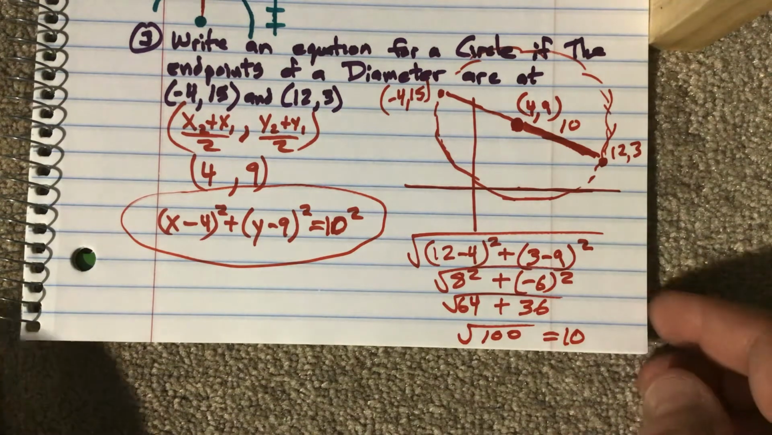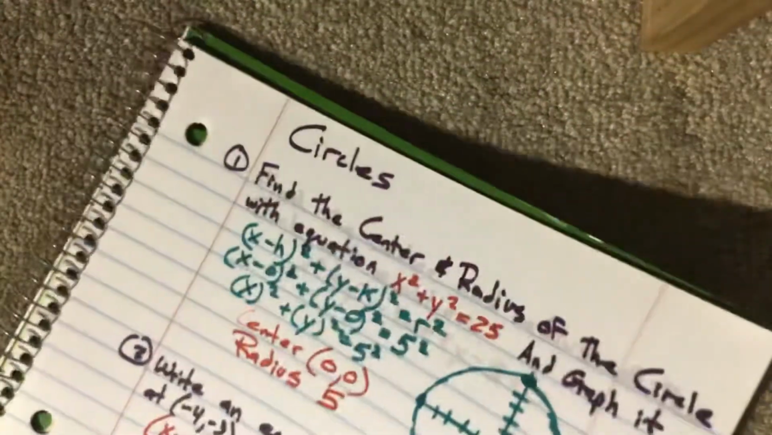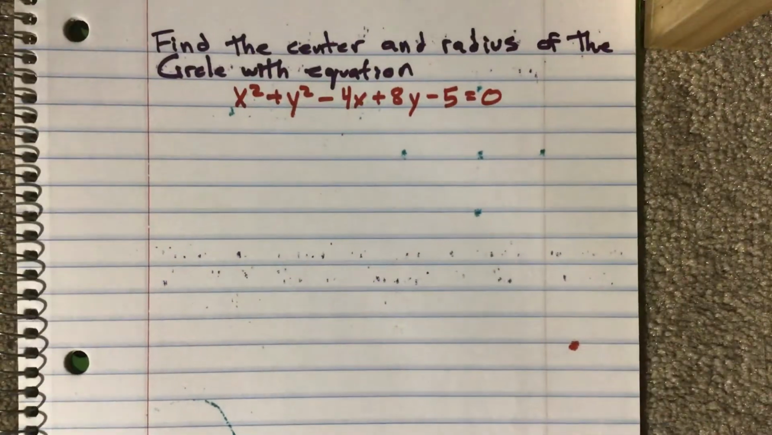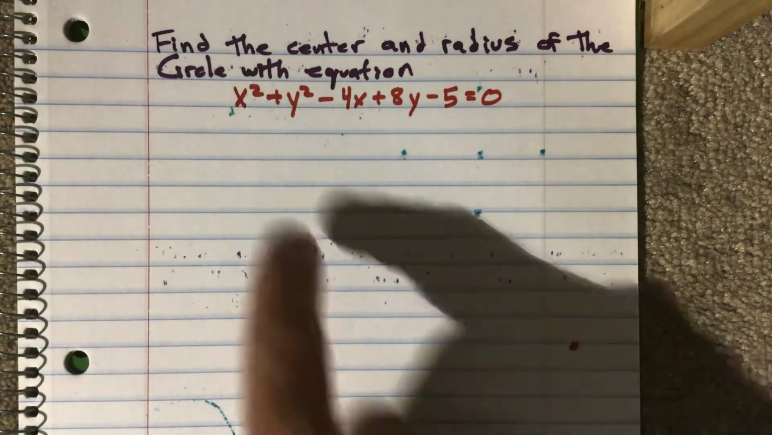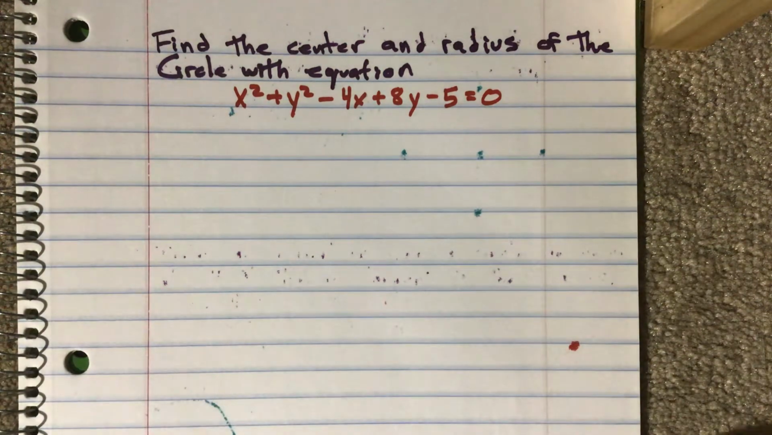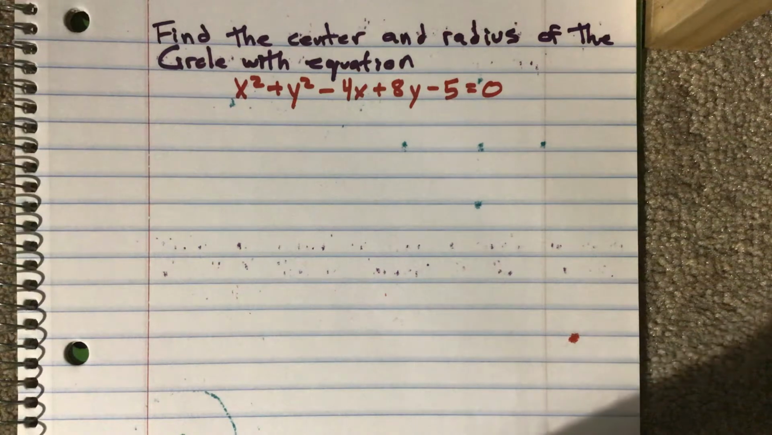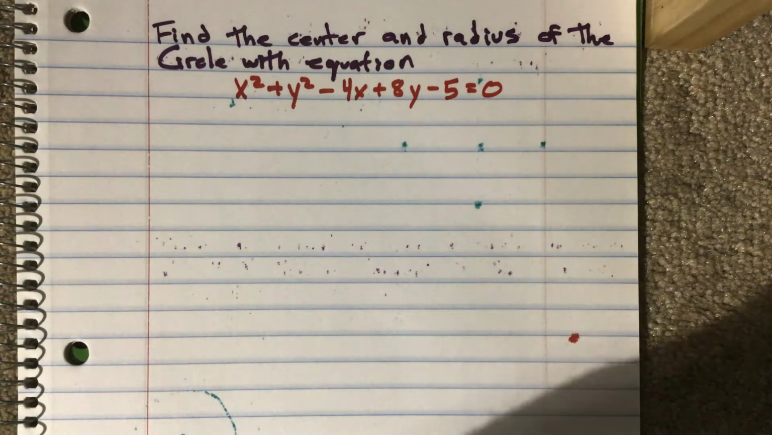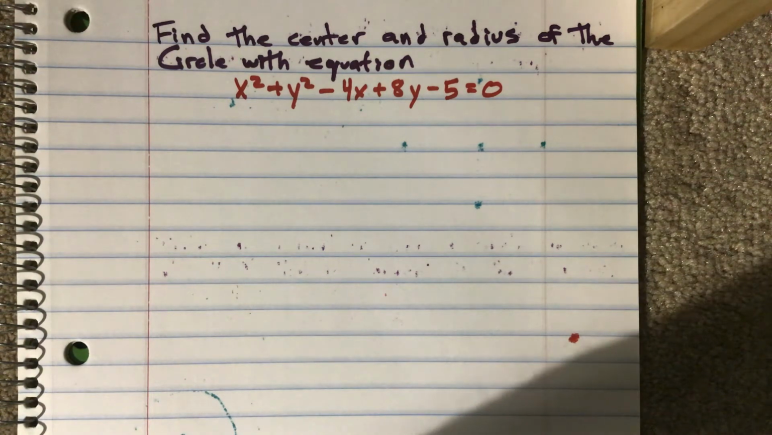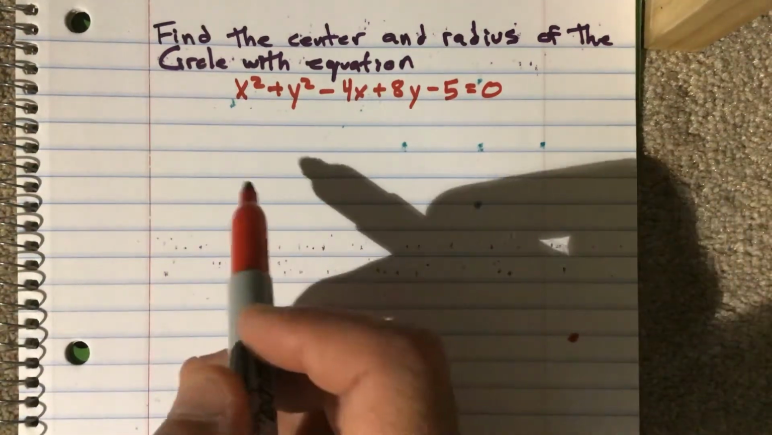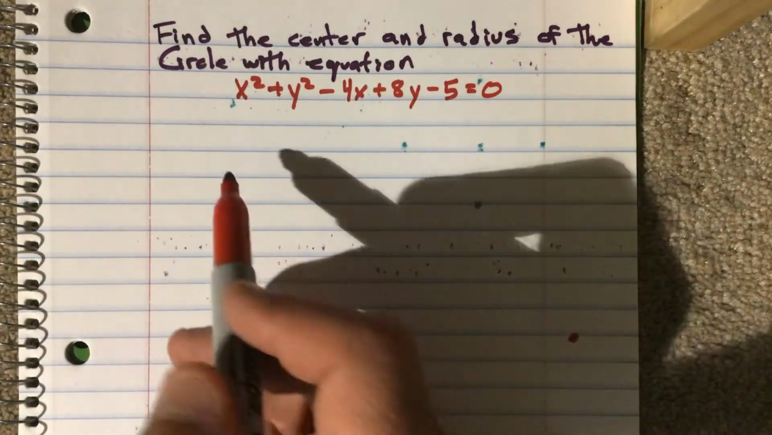Okay. One more example. Find the center and radius of a circle with this equation. Now this equation doesn't look like the equation of a circle. We have to kind of convert it and get it into the equation of a circle. So you're going to have to do something called completing the square. That's something you learned in Algebra 2, or should have learned in Algebra 2. So I'm going to walk you through it step by step.